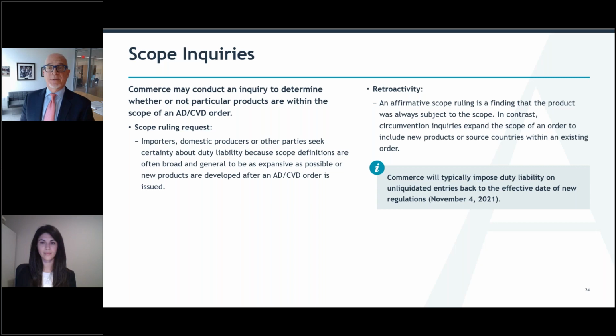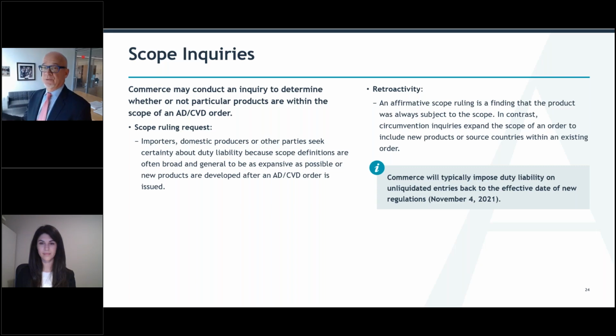And so what oftentimes happens is companies will say, okay, well, I don't think my product is subject to this case, so I'm not going to pay anti-dumping and countervailing duties on it. And then lo and behold, someone comes along and challenges that. Could be the domestic producers, it could be an importer.